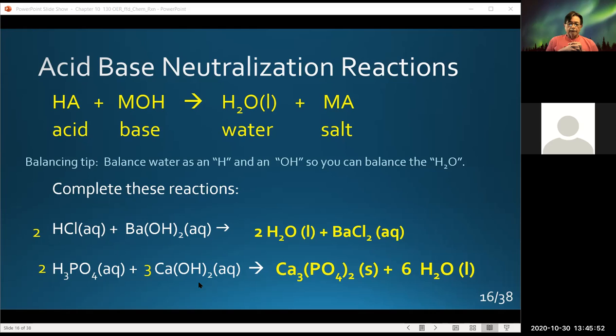Now, our ratio between the phosphoric acid and the calcium hydroxide, aka TUMS, by the way, is a 2-to-3 ratio. And we end up making 6 molecules of water. It's quite a bit of water being generated. Why? Because we had quite a bit of protons to neutralize.